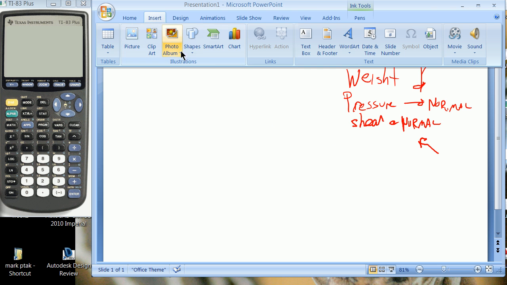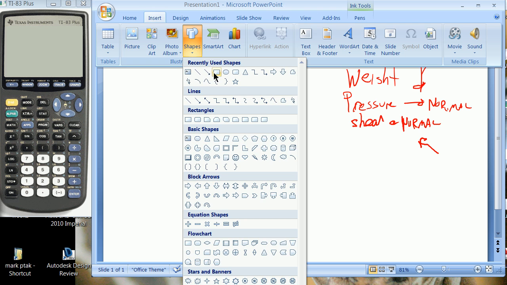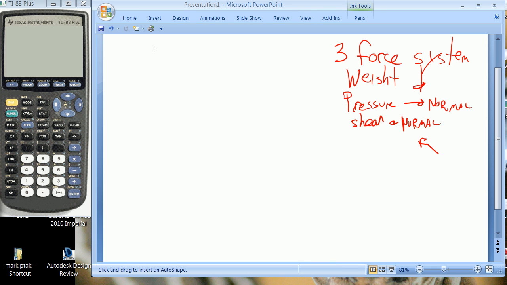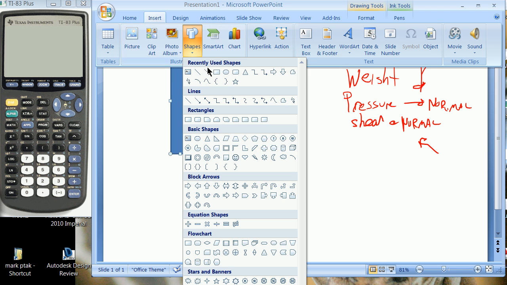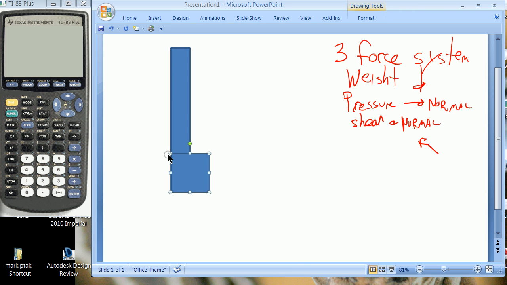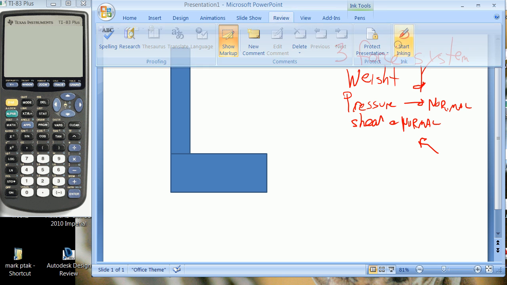I'll see if I can insert actually a wall for once. Use the tools within here. Kind of draw this wall here, and I'm going to give it a foundation here. And we'll make the foundation a pure toe foundation. Insert a shape, something like this. We'll just make that kind of as it is. And now I'm going to go back to review pens.